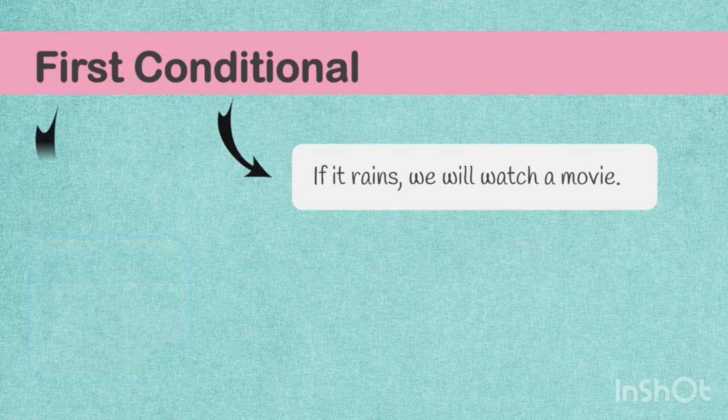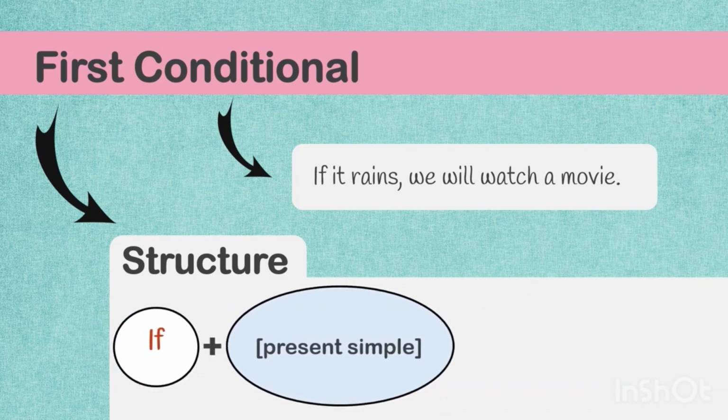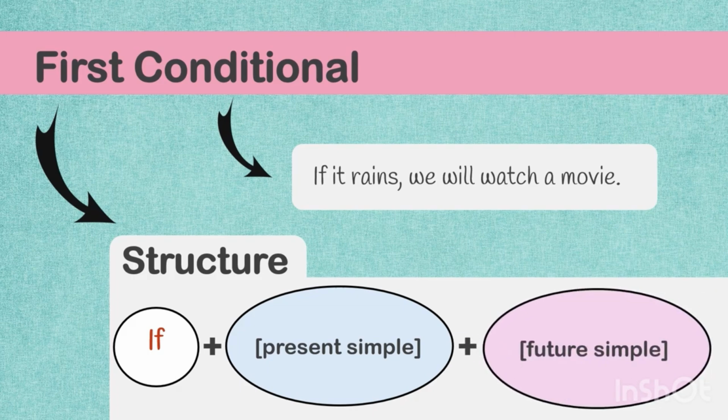Let's now look at the structure that makes this a first conditional sentence. To form first conditional, we use the word if, followed by the present simple tense. Then, to form our second clause, we use will to form future simple. A comma is used to separate our 2 clauses. Instead of if, when and unless can also be used.